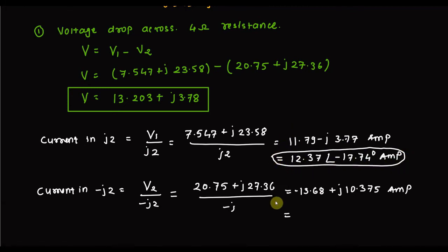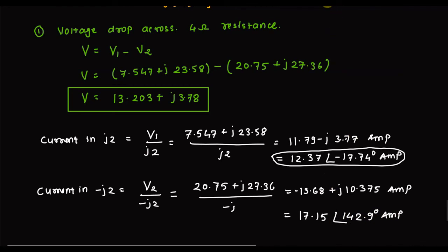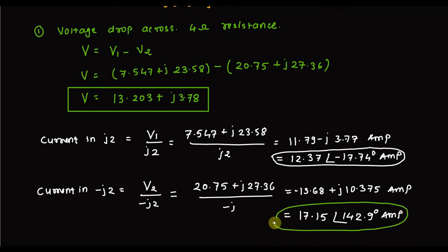And similarly, if we calculate for the bottom one, the current flowing through the minus j2 comes out to be 17.15 and the angle comes out to be 142.9 degrees. So in that way, we have found the current flowing through minus j2. This is the current flowing through j2 and this is the voltage drop across the resistance. So in that way, I have finished my question.